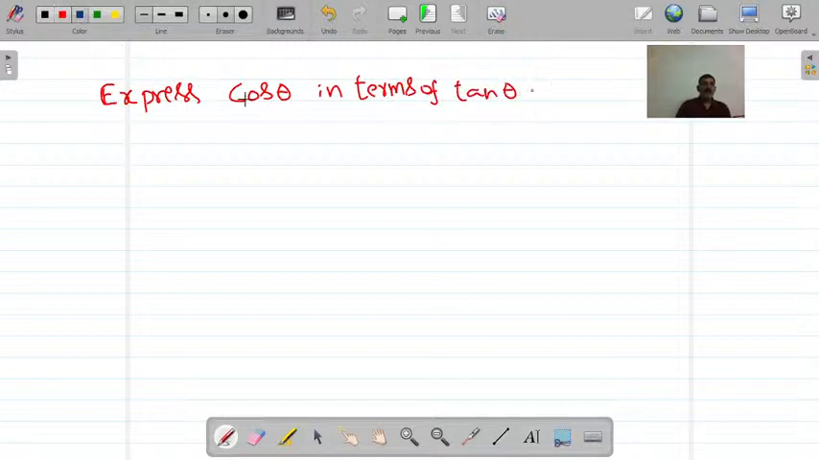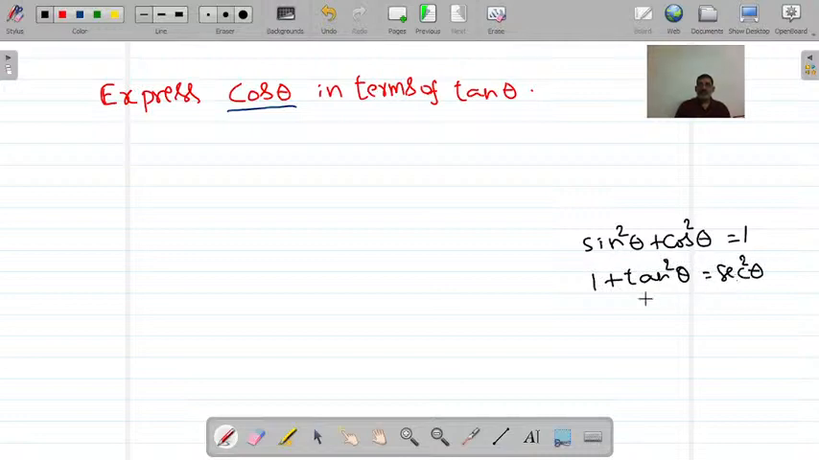Okay, now you see, I want to express cos theta in terms of tan theta. If you observe these three identities, what are the three identities we have? Sin square theta plus cos square theta is 1. 1 plus tan square theta is sec square theta. The third one is 1 plus cot square theta is equal to cosec square theta. These are our three trigonometric identities.